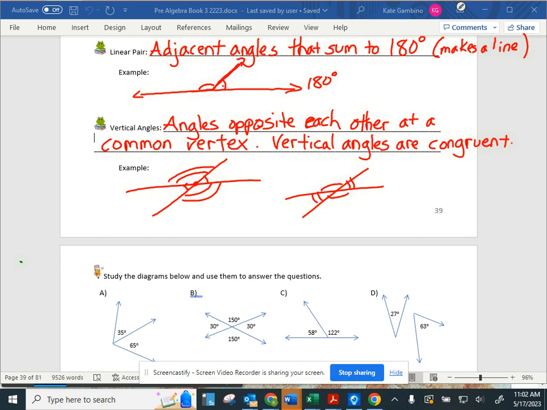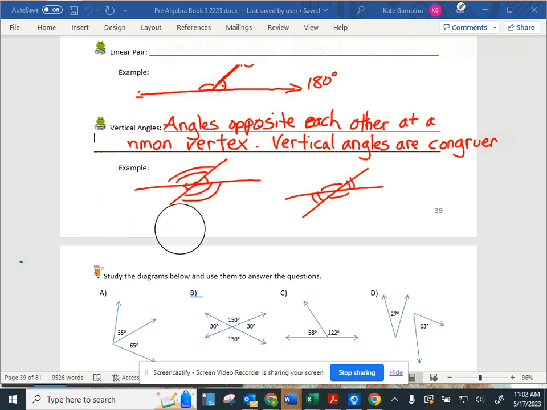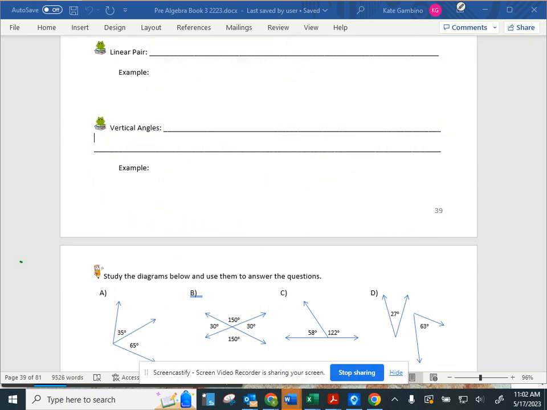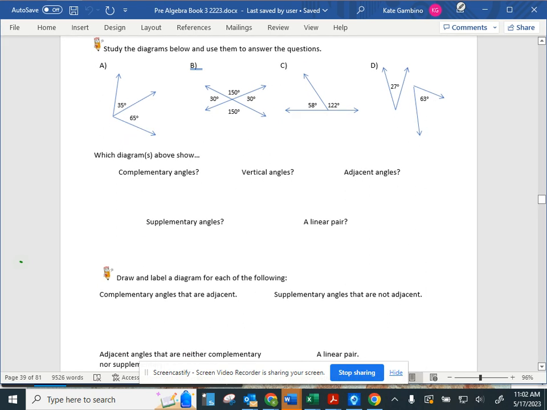Okay. So let's look at our work for today. Study the diagrams below and use them to answer the questions. We have A, B, C, and D. Thinking about all of those new vocab words that we learned, which diagram or diagrams, there might be more than one, fit. So remember what we talked about. Some things can be this and this, okay? So they might fit into more than one category. List all of the categories that they fit in.